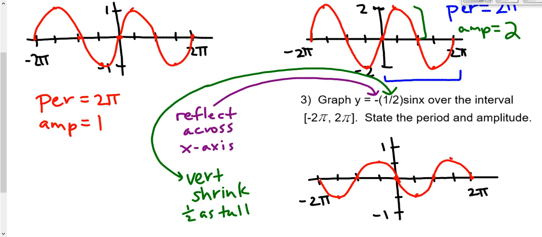Okay? What's the period? Did reflecting it change the width? It did not. Did vertically shrinking it change the width? It did not. So the period is still 2 pi. What's the amplitude? Okay, amplitude is always positive. It doesn't matter if you multiplied by a negative and you had a reflection. Amplitude is just the distance from the middle to the top, always positive. So the amplitude is positive 1/2. That's the distance now from the middle to the top.